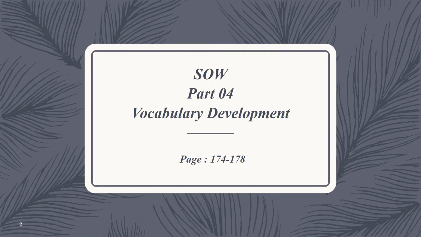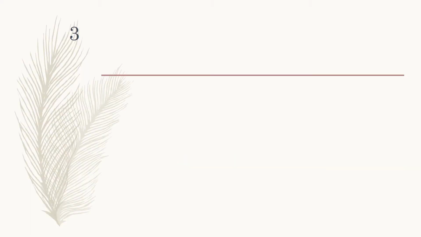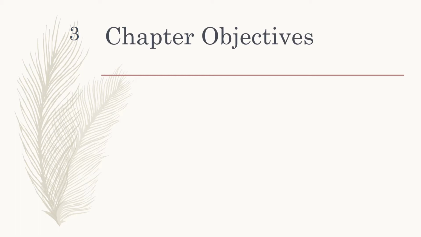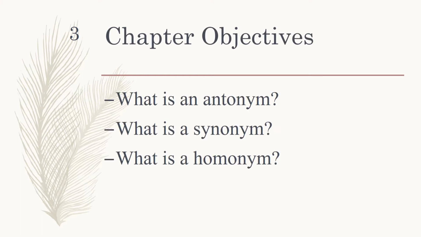Okay children, according to the scheme of work, this chapter comes under Part 4 Vocabulary Development. Page numbers are 174 to 178. Now, ready for the lesson, turn to page number 174. Let's have a look at the chapter objectives. At the end of the session, you should be able to identify what is an antonym, what is a synonym, what is a homonym.